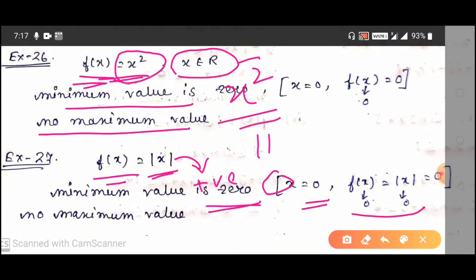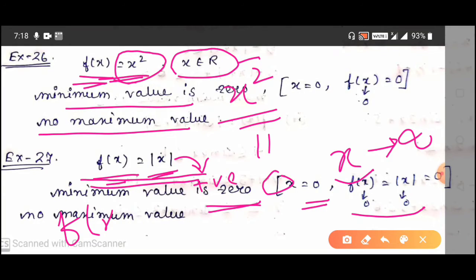And the maximum value we cannot find out because f(x) is a positive quantity, and if x tends to infinity, that means if the value of x increases, then the value of f(x) will also increase and f(x) will also tend to infinity. So no maximum value.